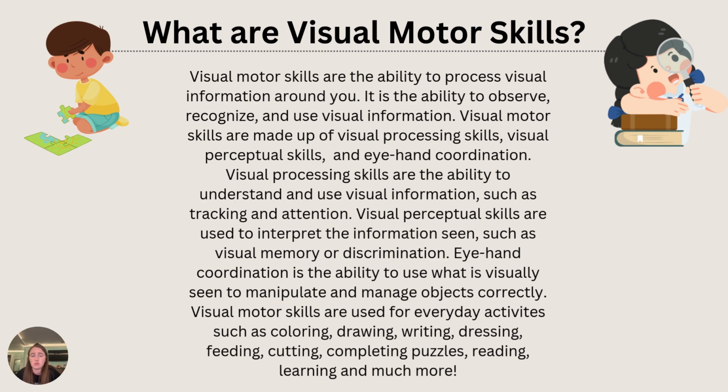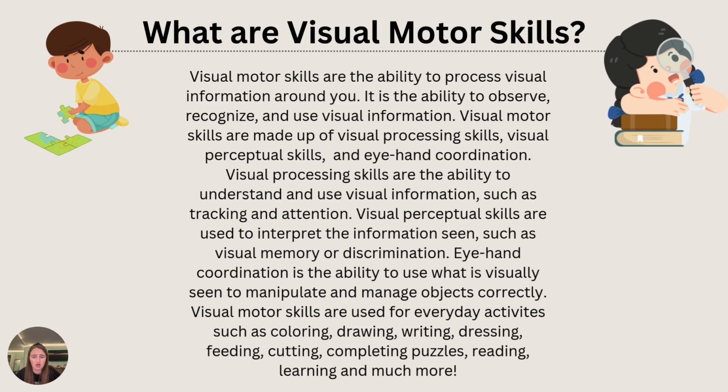So, we use visual processing skills when we're tracking the words on a page or when we're attending to a task. We also use visual perceptual skills. These are used to interpret the information seen, such as visual memory or discrimination. So, are you able to remember what you visually saw, or are you able to discriminate between an A or a B, or are you able to discriminate colors or shapes?